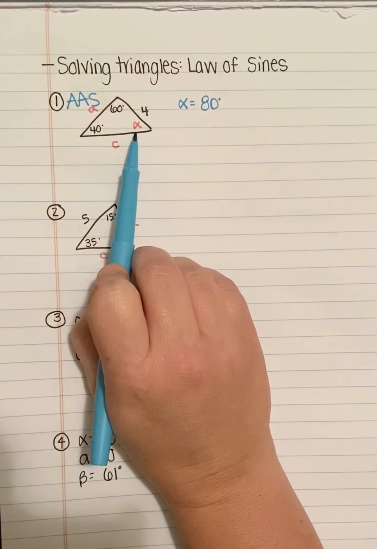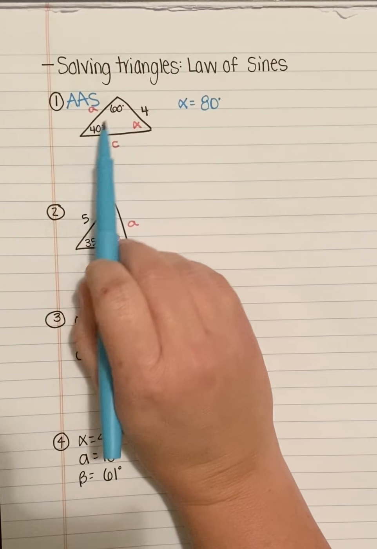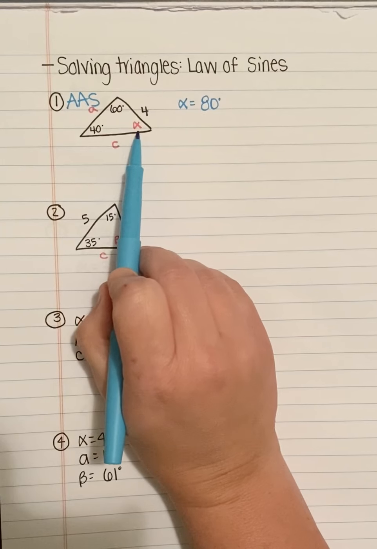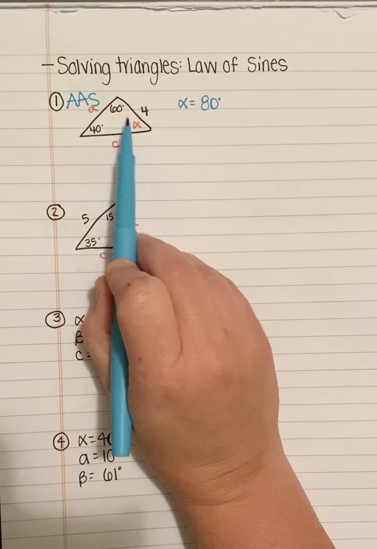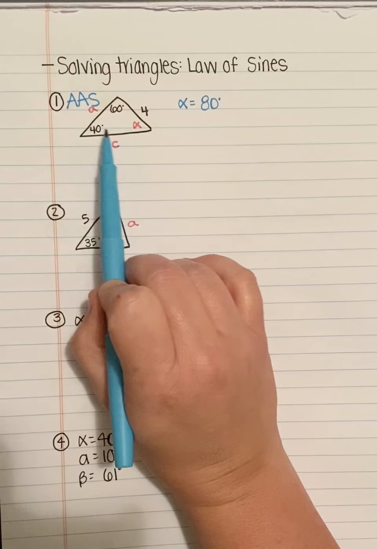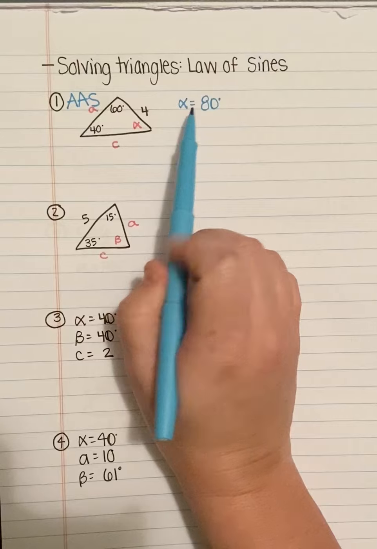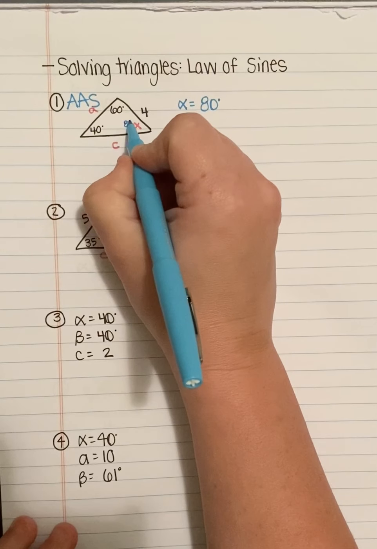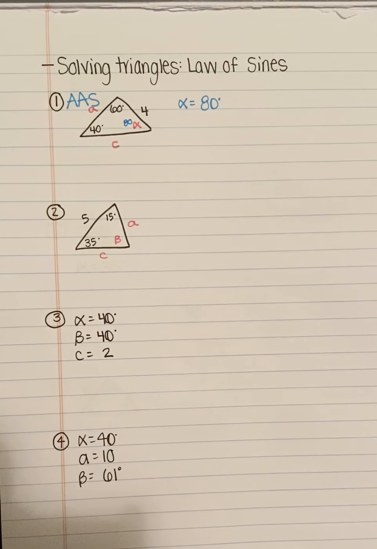Now, the first thing I solved for was alpha, because if I'm given two angles, the easiest thing to do is to solve for that missing angle. So I did 60 plus 40, which gives me 100, and then 180, because there are 180 degrees in a triangle, minus 100 gave me 80 degrees. So this alpha right here is 80, and I like to label my triangle as I go.